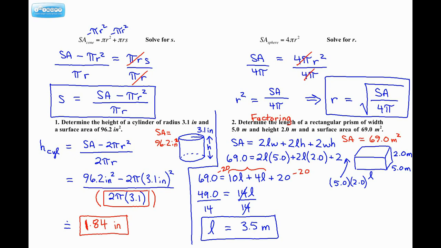Okay, what you can do to check to see that your answer is correct, go back to the original formula that I wrote up here and just evaluate it, but replace L with 3.5. So go 2 times, here, I'll check it right now, 2 times 3.5 times the width, which is 5, plus 2 times the length, which is 3.5, times the height, which is 2, plus 2 times 5 times 2, hit equals, and bingo, I get 69. So it just confirms that this is the correct answer.